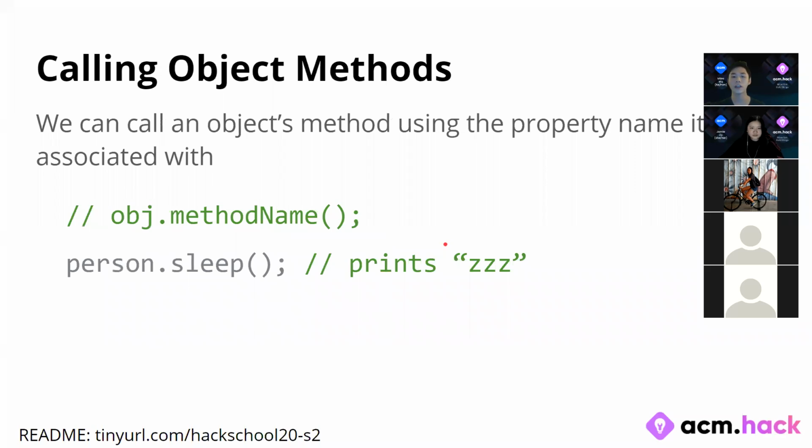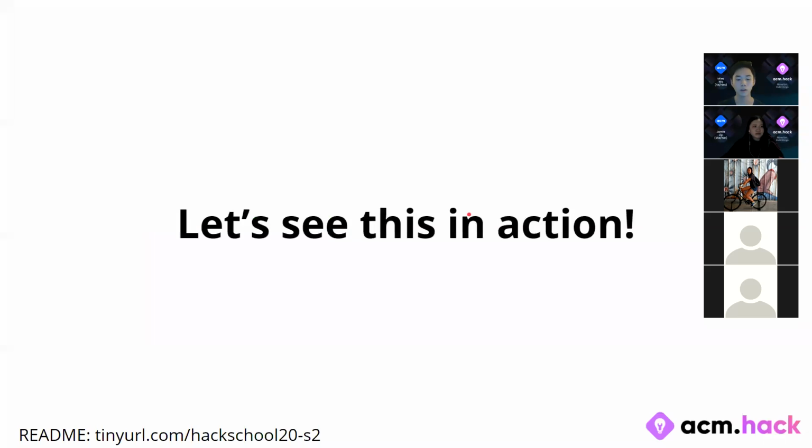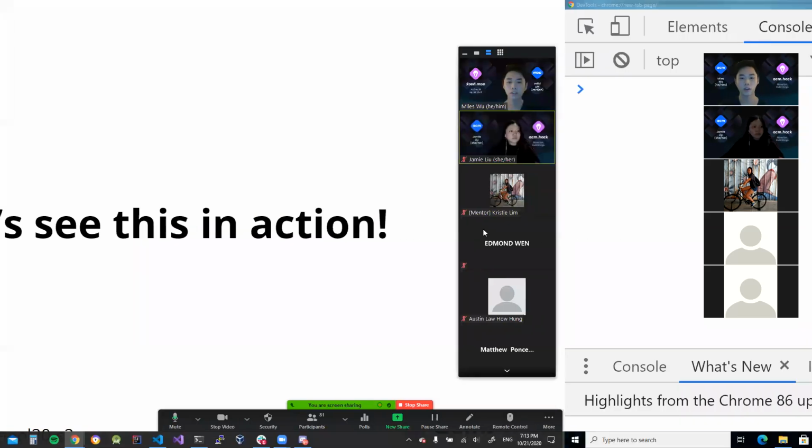So just like any other function, we can also call object methods. We can do it using this notation here, where we just do the name of our object dot, and then the name of our method with the parentheses, because you always need parentheses if you're calling a function. And if you had arguments for this function, you would also put them in there.